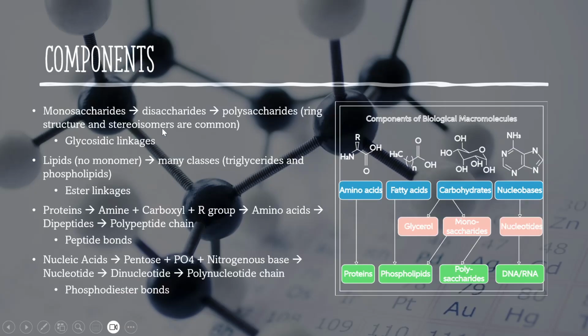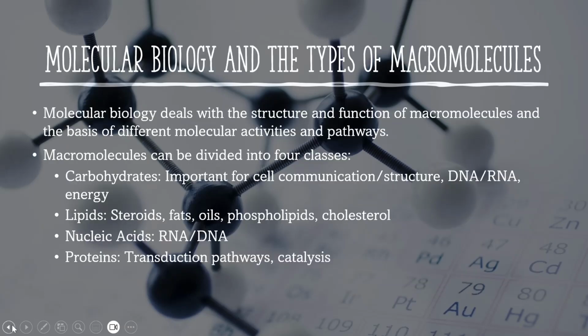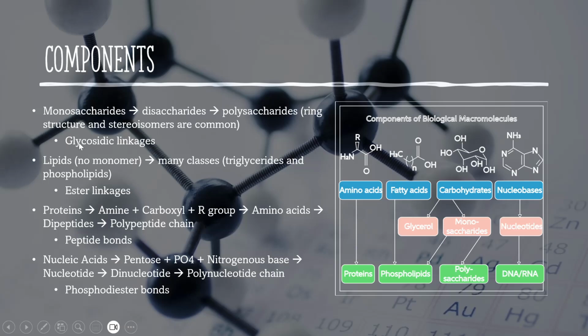So the components of each of these major macromolecule groups are going to be monosaccharides, lipids, proteins, and nucleic acids. Lipids are kind of weird because all of these other things are the monomers, but there's no monomeric constituent in the same way that monosaccharides make polysaccharides, or proteins make polypeptides, or nucleic acids make nucleic acid chains. So you have to know what monosaccharides, disaccharides, and polysaccharides are. And you have to know the different bonds that are associated with each.